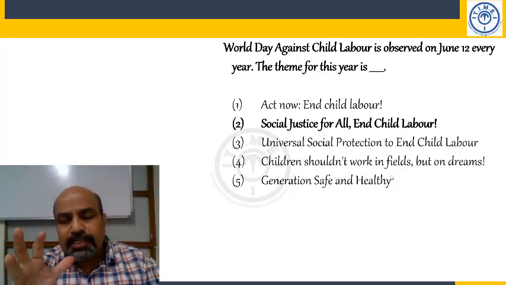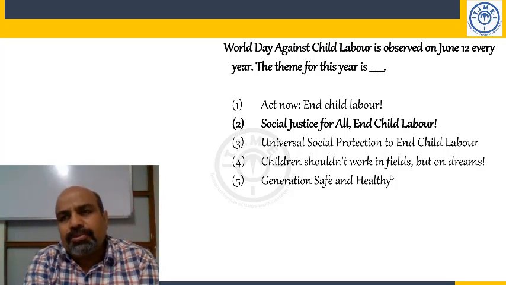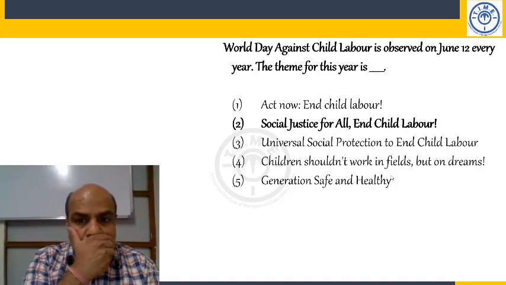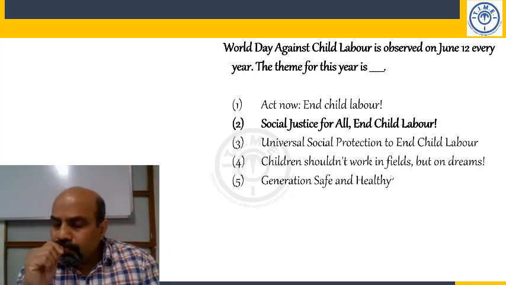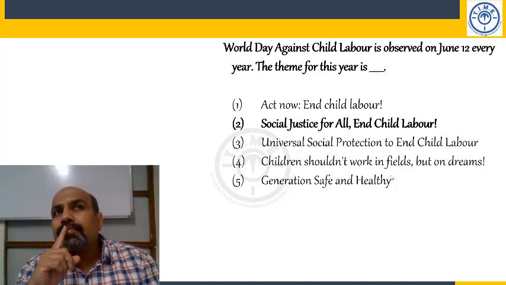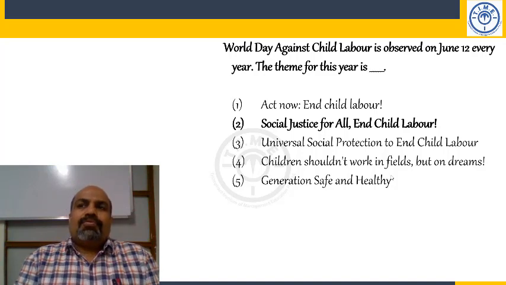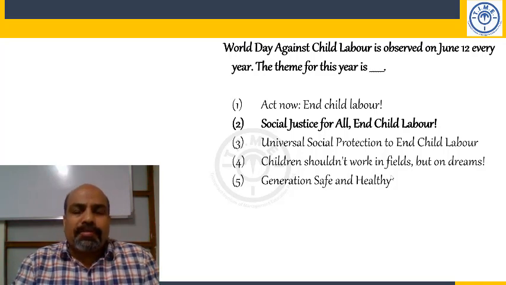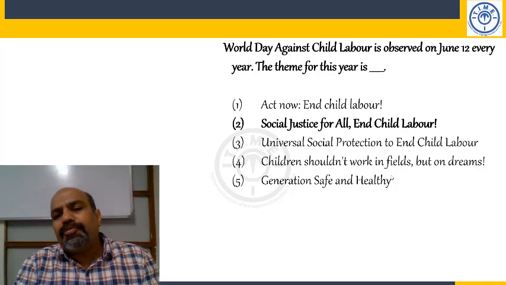June 1st is World Milk Day. June 5th is World Environment Day. June 7th is World Food Safety Day. June 8th is World Oceans Day. I am telling you the 4-5 days that I remember right now. June 20th, World Refugee Day. June 21st, International Day of Yoga.